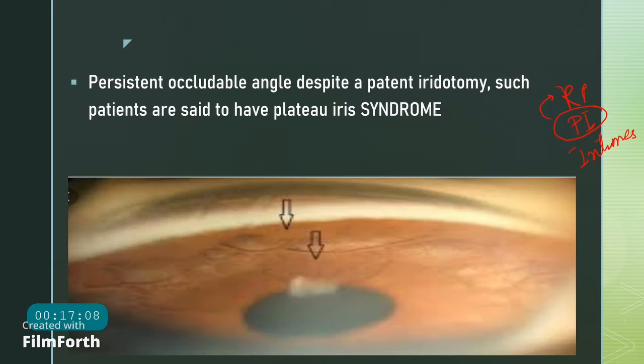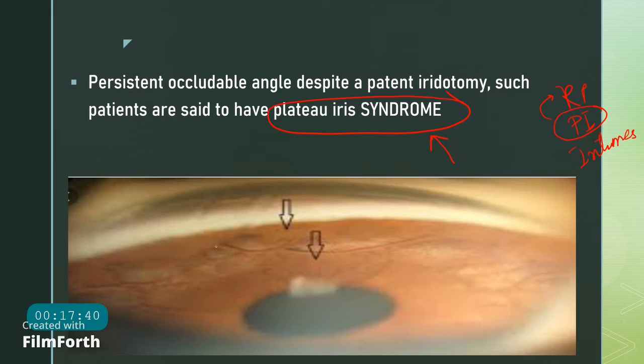Now after that, if the patient is having a persistent occludable angle despite a patent iridotomy, if the angle has not become flattened, then the patient is said to have plateau iris syndrome. So what is important is that in plateau iris syndrome, there must be a patent iridotomy. Only after doing a patent iridotomy in a patient with plateau iris configuration can you label the patient as plateau iris syndrome.